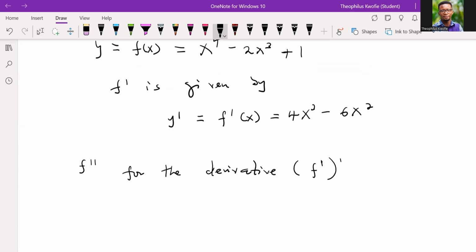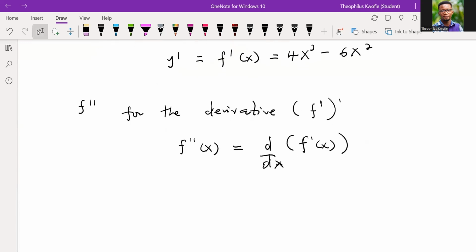So in that case, my f prime prime, which we can also call the second derivative, can also be denoted or written as the d of the function, or the first derivative, the change in the first derivative with respect to change in x. So that's how we say this.